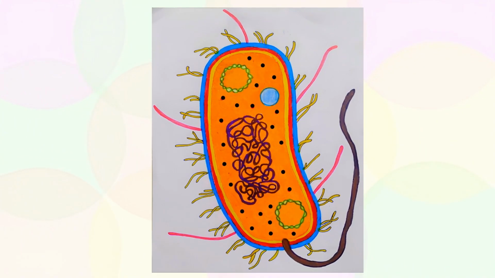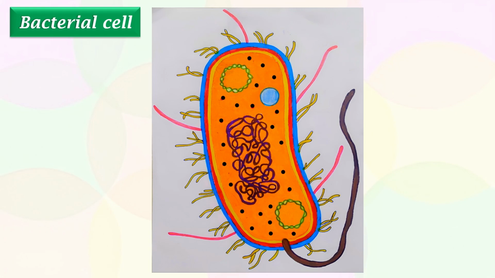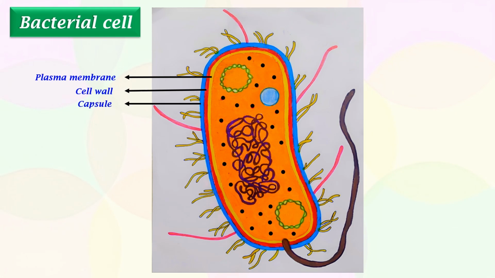This diagram represents the structure of a prokaryotic bacterial cell. This is the plasma membrane, or cytoplasmic membrane, which forms the inner layer of the cell. Then there is the rigid cell wall that surrounds the plasma membrane. Some bacterial strains are trilayered. The third layer, called the capsule, is present outside the cell wall. These three components together constitute the cell envelope.